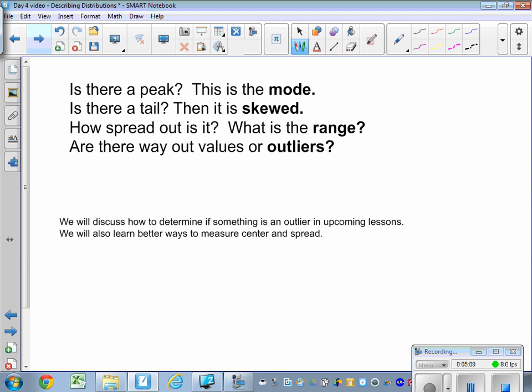So, once again, when we talk about the shape, is there a center peak? Is there more than one center peak? If there's one peak, we call that unimodal. But it could be bimodal, which means there's two peaks, right?